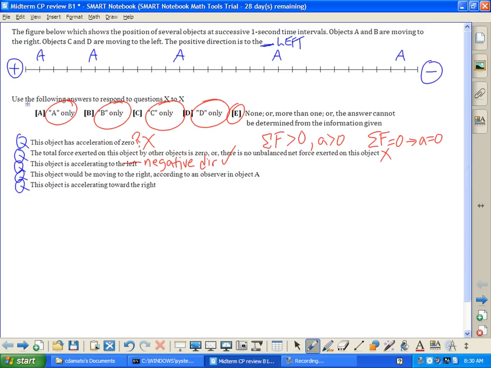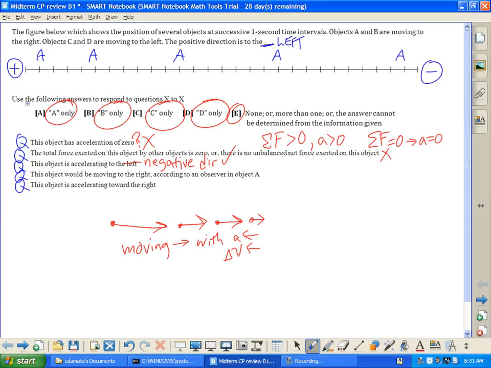Let's see. Could the object be moving right and accelerating left? Yes, you betcha. What would the motion diagram look like? Slowing down. Right. Excellent. As long as you do this stuff carefully, it'll be great. So this is an object moving this way with acceleration this way. And if we're talking about directions, remember acceleration and delta V are interchangeable terms for these purposes. This object would be moving to the right according to an observer in object A.